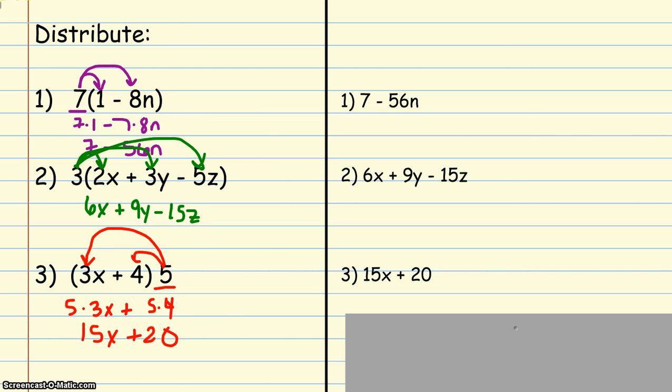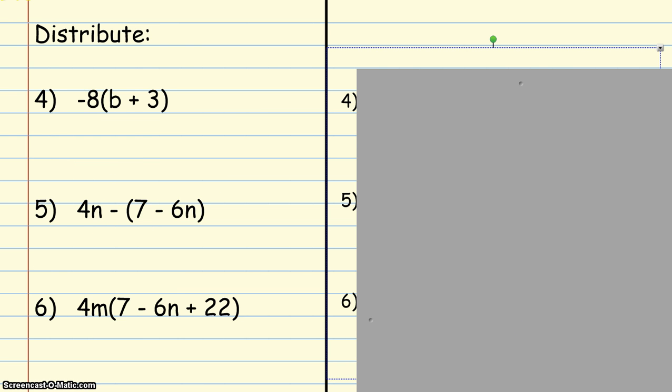Alright, let's move on to a few other ones. Example number 4, we sometimes need to distribute negatives as well. So we have negative 8 times b plus 3. So we got to watch the sign in front, so we're going to do negative 8 times b. Well, negative 8 times b is negative 8b.